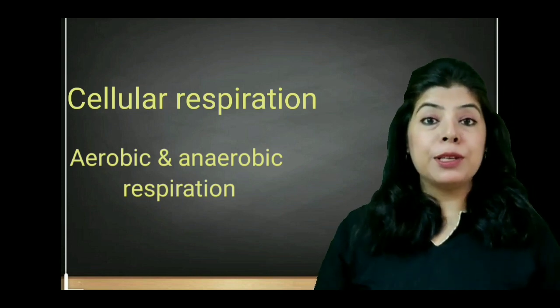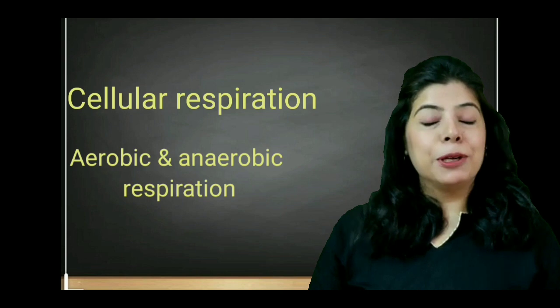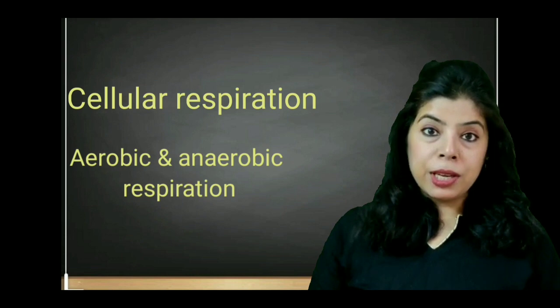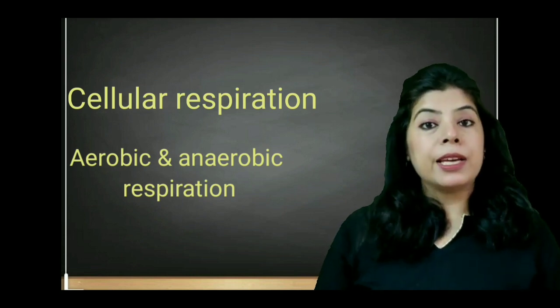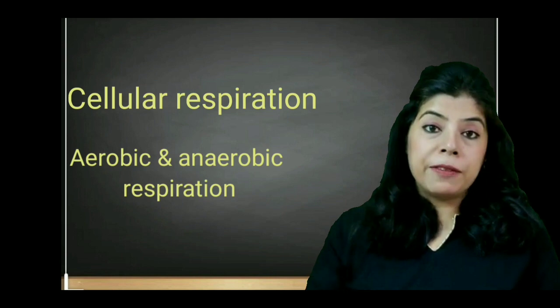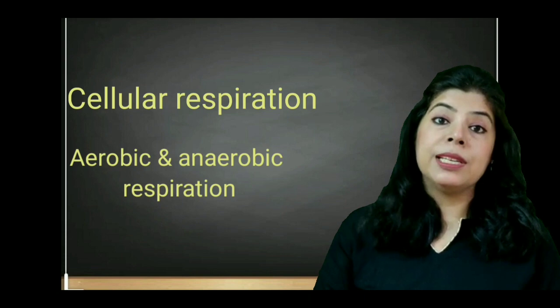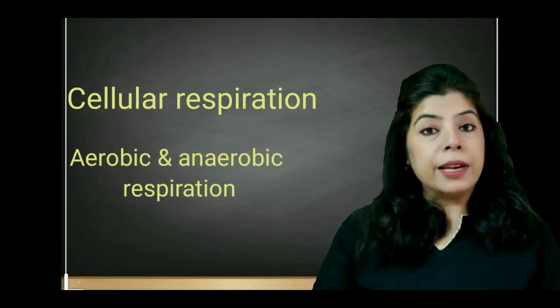Anaerobic respiration can occur in two ways: in yeast and bacteria, the glucose is broken down to release ethanol, carbon dioxide and energy, which is also known as fermentation. And in human beings, in the muscle cells at the time of heavy exercise and physical workout, the glucose is broken down in the absence of oxygen to release lactic acid and energy. The energy released in aerobic respiration is much higher, 38 ATP, and the energy released in anaerobic respiration is quite less, that is 2 ATP. Because of the accumulation of lactic acid in our muscle cells, we feel heavy cramps after exercising.